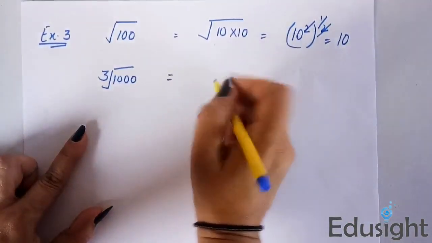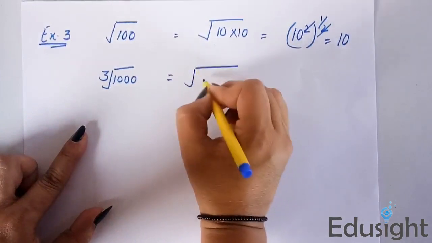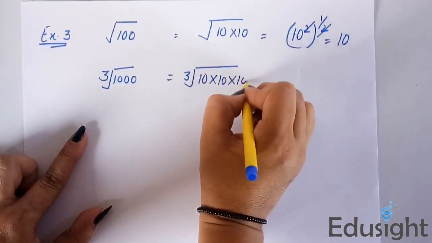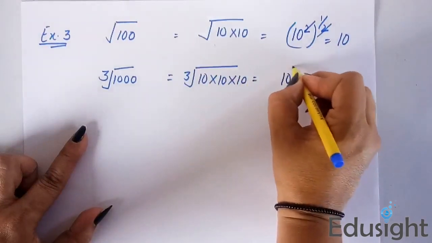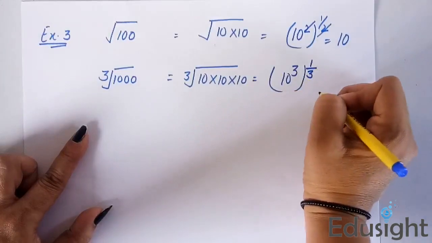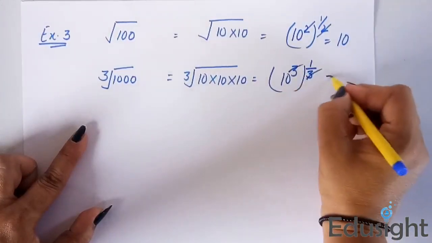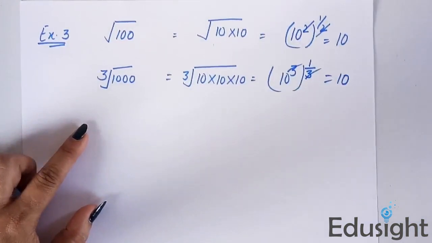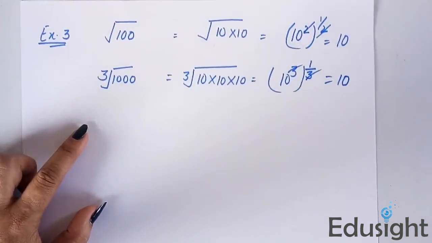Same type of question. Look here, cube root of 1000. Here we can write 10 into 10 into 10. So cube of 10. And the other way to write the symbol of cube root is 1 upon 3. So 3 cancelled by 3, your answer is 10. So in this way you can find out the square root and cube root of any number.